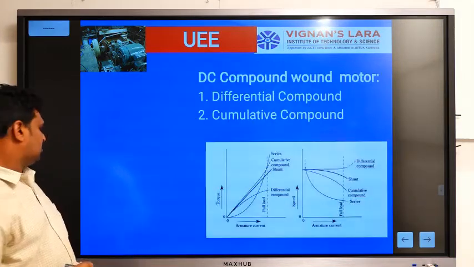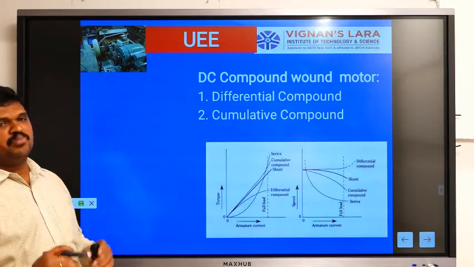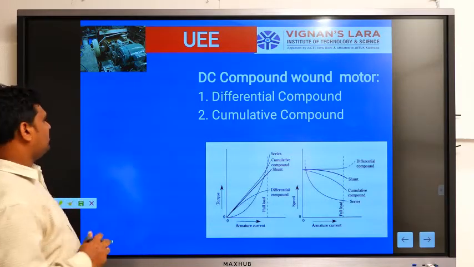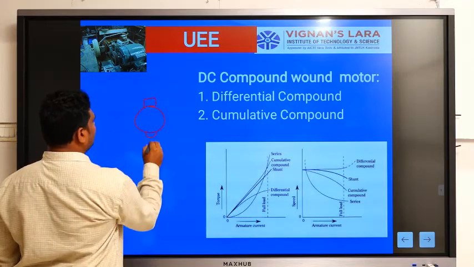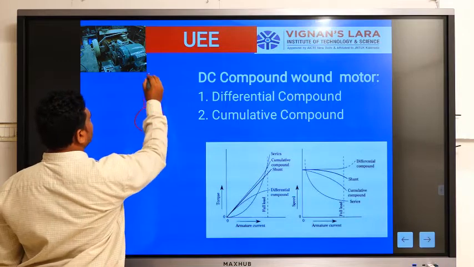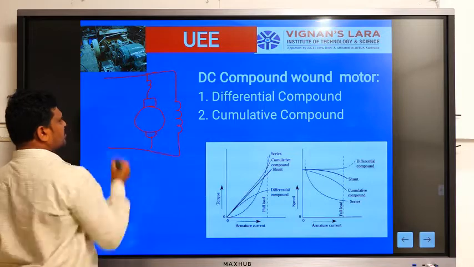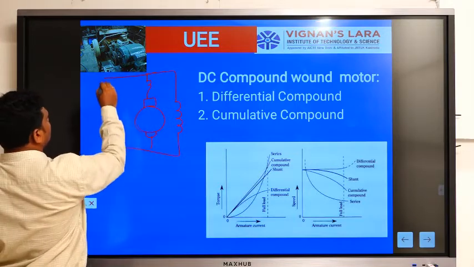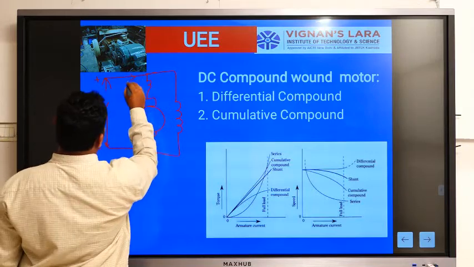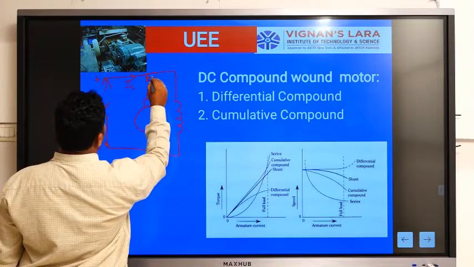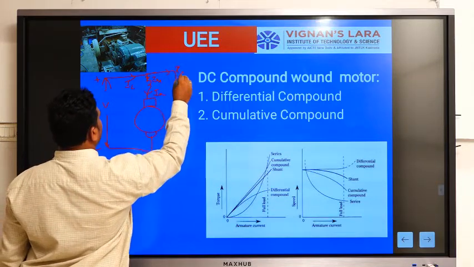Okay. Next, the third category. The third machine is the compound machine. Compound machine means a combination of series and shunt. It has both fields, series as well as shunt. Applied voltage V, positive and negative. It is IL, it is ISC, it is IA, it is ISH.